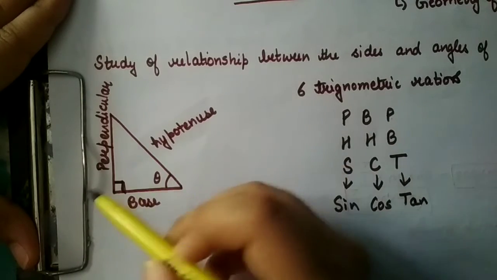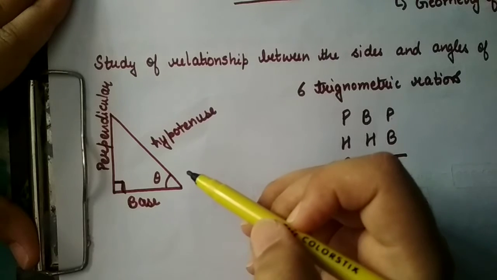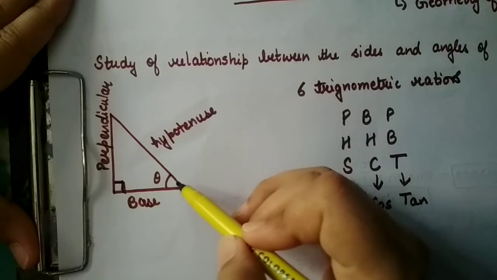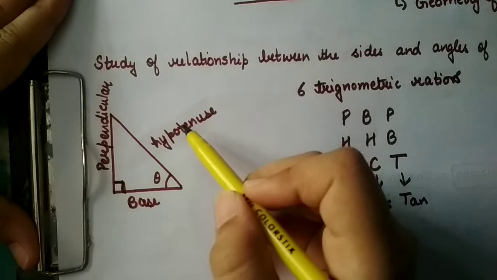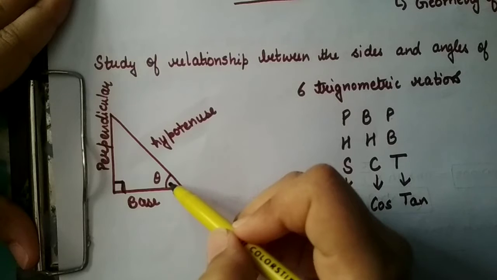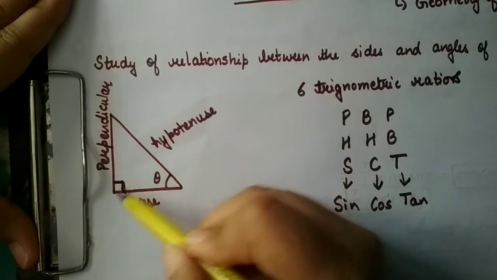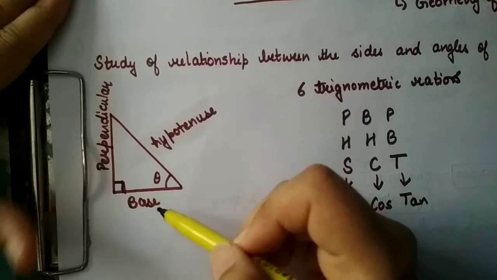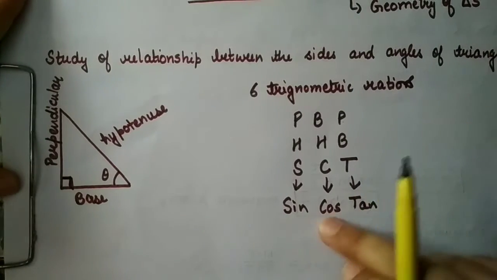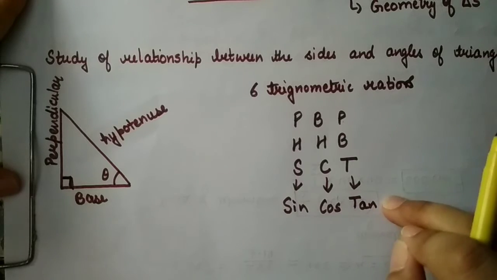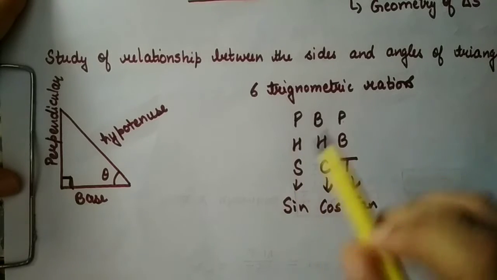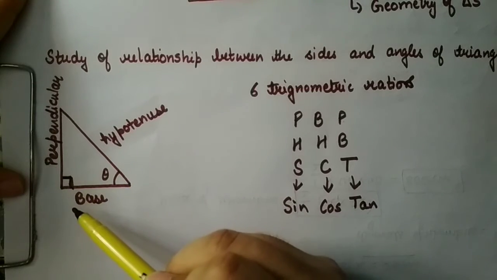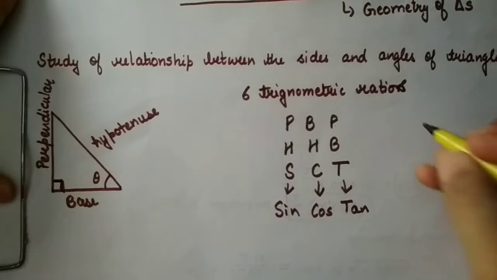So the 3 sides of a right angle triangle are named as hypotenuse, perpendicular and base. The side of the triangle opposite to the 90 degree angle is hypotenuse, the side opposite to angle theta is called perpendicular, and the side that is adjacent to the angle theta is called the base. Okay, so in trigonometric ratios you will use P, B, H as perpendicular, hypotenuse and base. Okay, so let us see.